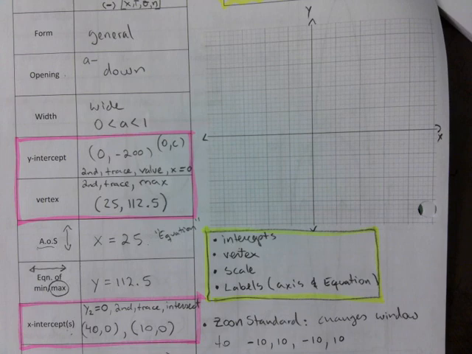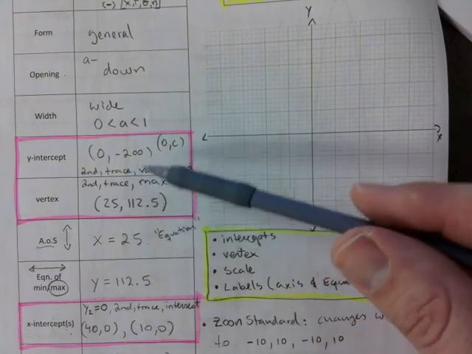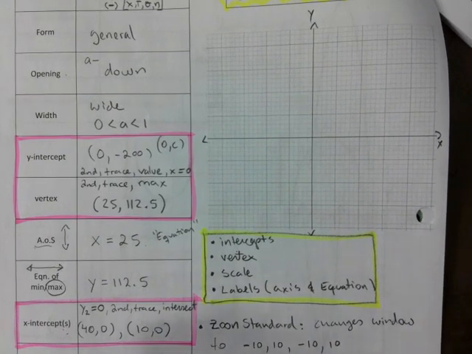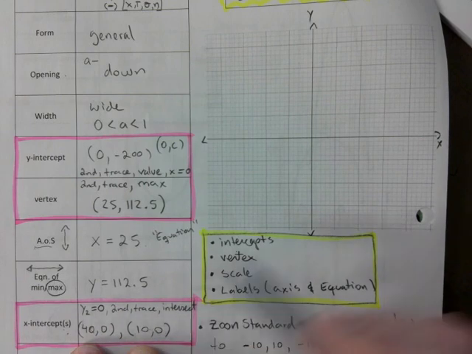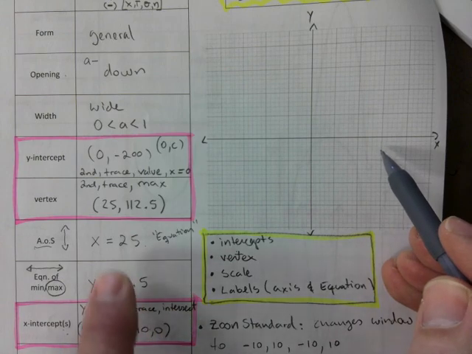All right, so I highlighted in pink the intercepts, so the y-intercept, x-intercept, and the vertex. These three are crucial for any graph. Okay, so look at the x-intercepts. You're going from 40 to 10, or so 10 and 40. You need to include 10 and 40.